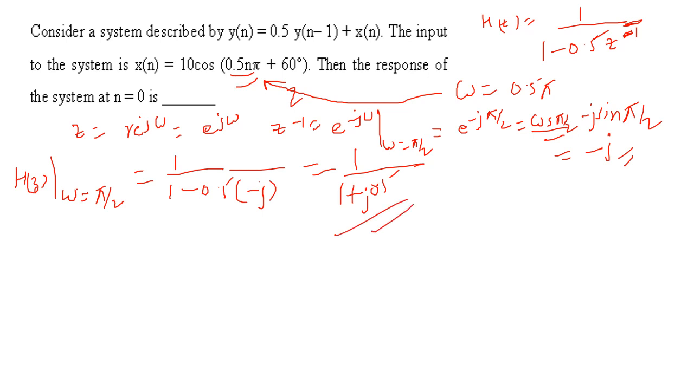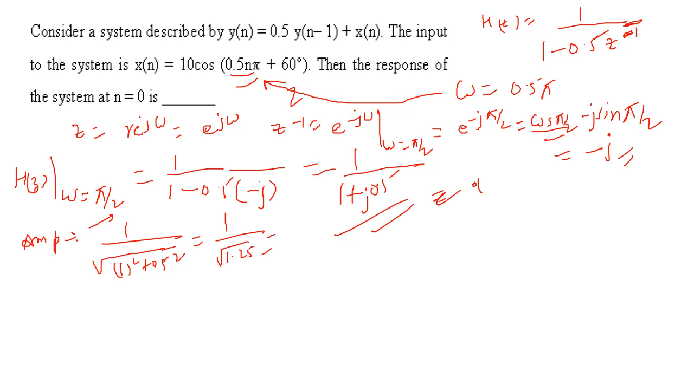Now you need to find the amplitude of this and the phase of this: how much amplitude does it add and how much phase does it add. How to calculate the amplitude? The amplitude is 1 over the square root of 1 squared plus 0.5 squared. This is 1 over the square root of 1.25, and that comes out to be 0.8944. This is the amplitude that you will get.